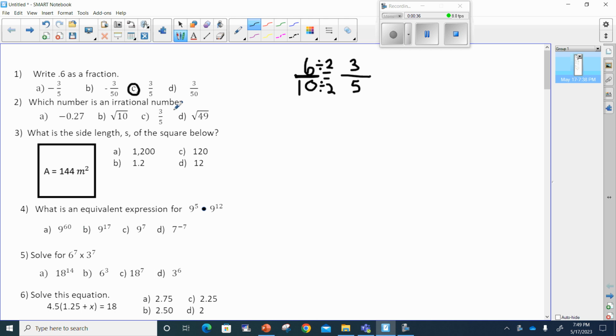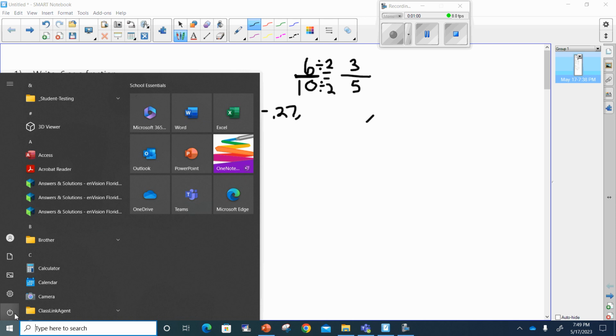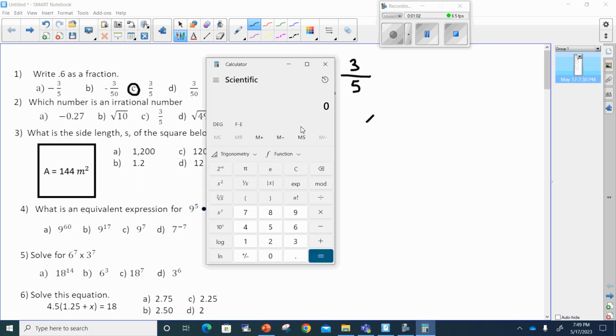Which number is a rational number? Remember, rational numbers are numbers I can write. Well, the first one I can definitely write because negative 0.27 is a number. It's a rational number. C is a number that I can write because 3 over 5 is really 3 divided by 5. And 3 divided by 5 is going to give us 0.6.